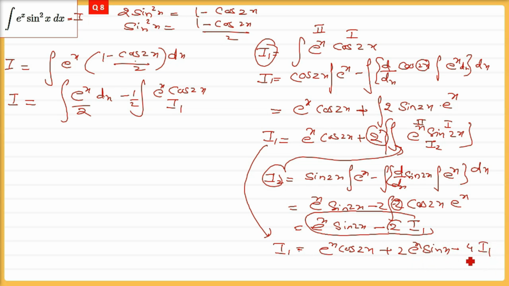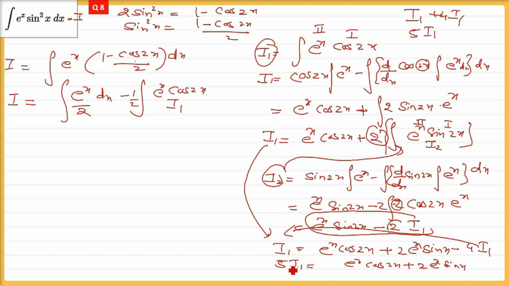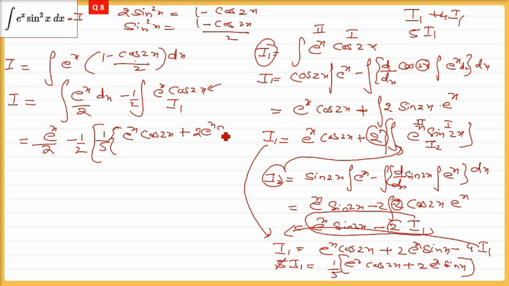Now this I1 you can bring on the left hand side. So I1 plus 4 I1, it will be 5 I1. So 5 I1 is equal to, you can take e raised x common, but you can use it later also. So 1 by 5 will come here because we have to replace I1 in I here. So this will be e raised x by 2 minus half. Inside this, just put this I1. So 1 by 5 times e raised x cos 2x plus twice e raised x sin 2x.